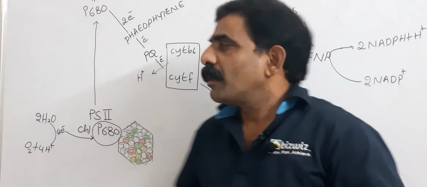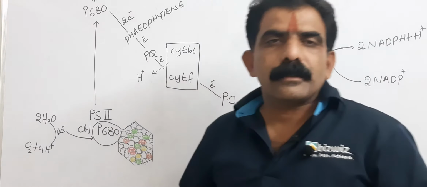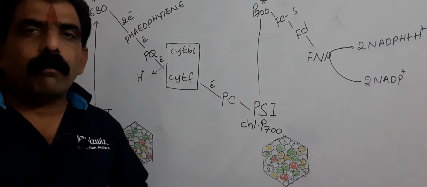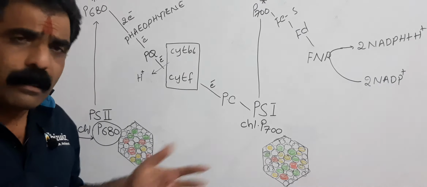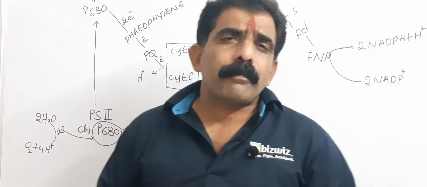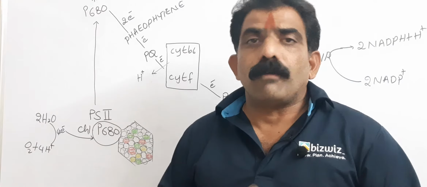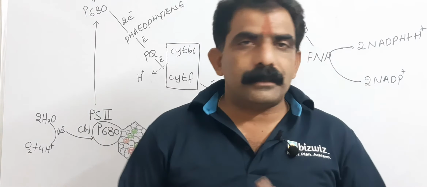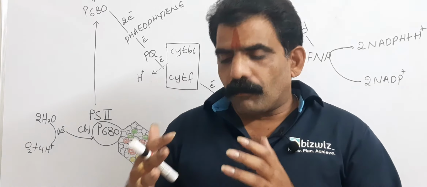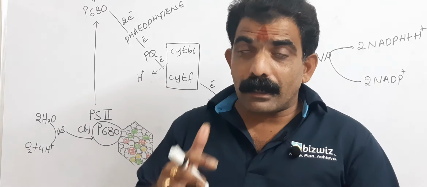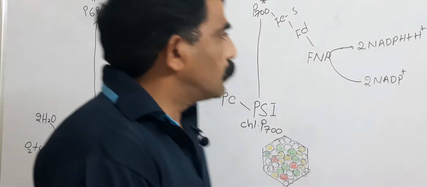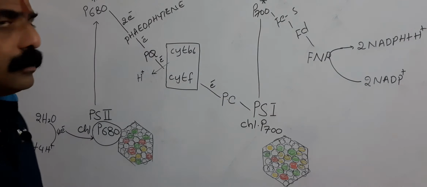Hi, good evening. In this session, I am going to discuss the Z scheme, which is also called non-cyclic photophosphorylation. The name itself indicates it. Phosphorylation is the formation of ATP. Photophosphorylation is the formation of ATP in the presence of sunlight. Non-cyclic photophosphorylation, the formation of ATPs in the presence of sunlight during the non-cyclic movement of electrons, and the same is called the Z scheme.